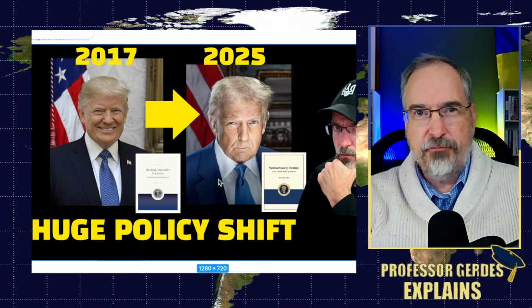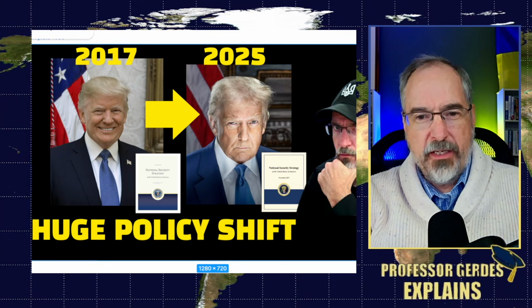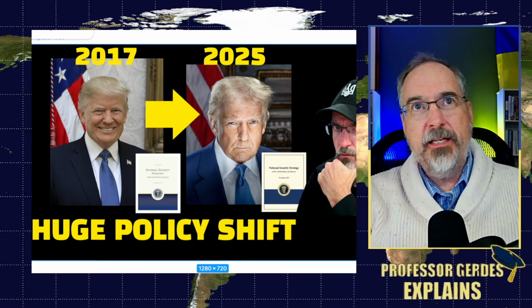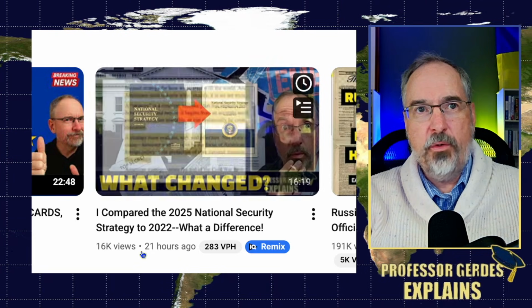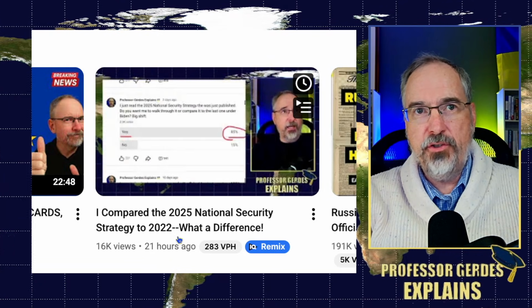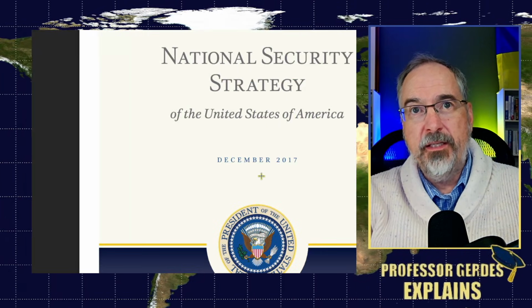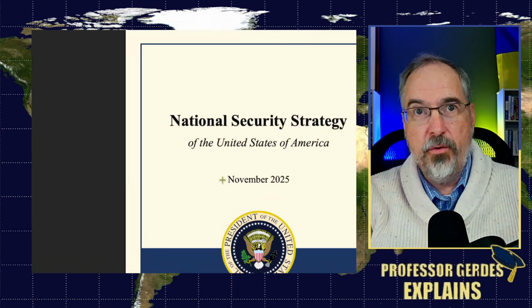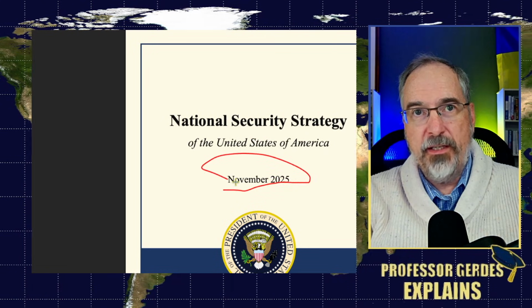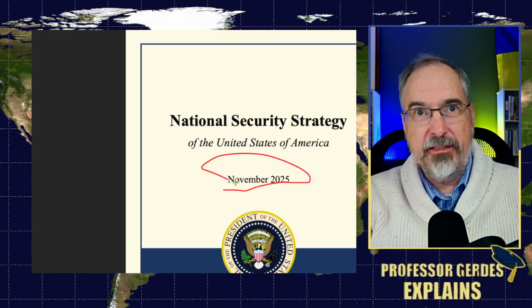So there's a big difference between Trump 1.0 and Trump 2.0, particularly in his foreign policy. And yesterday I put out this video talking about what changed. I compared the 2025 national security strategy to 2022 under Biden. Today, what I'm doing is comparing the December 2017 strategy under Trump 1.0 and the November 2025 strategy under Trump 2.0, and we're going to see some significant differences.